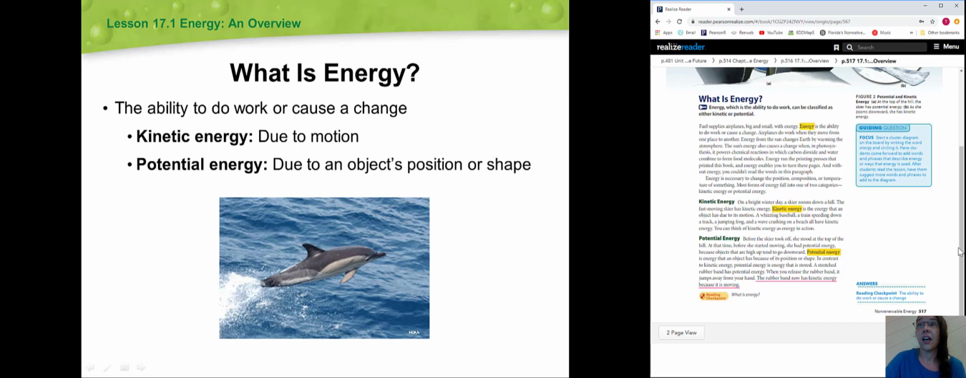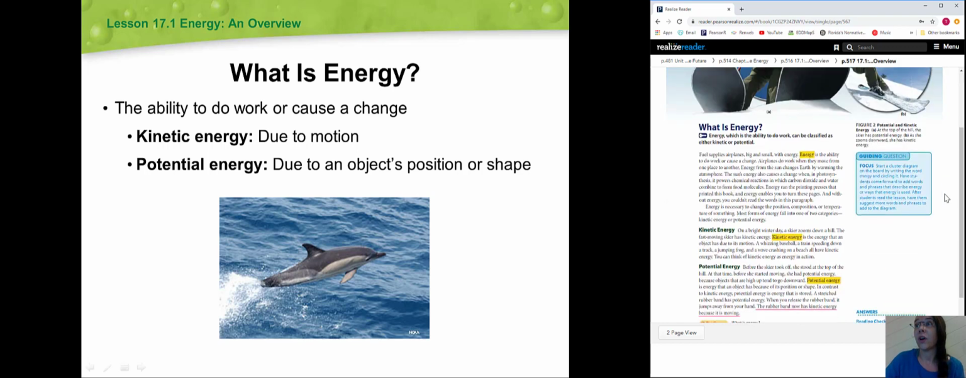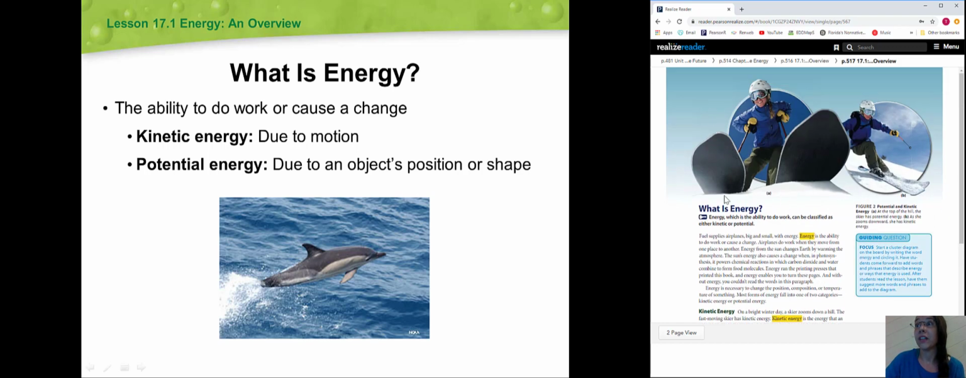Kinetic energy, for example, is our figure B. So as this girl is zooming down this ski mountain and skiing down the mountain, she is exerting kinetic energy. Whereas when she is sitting at the top of the hill, she is not in motion, and that represents potential energy, because she has the potential to release energy, and she does so as she skis downward.